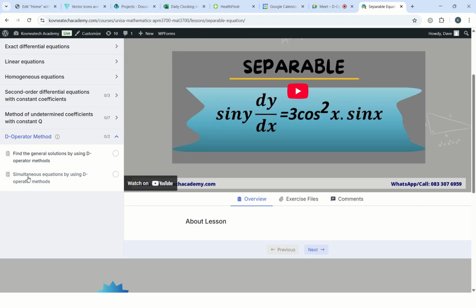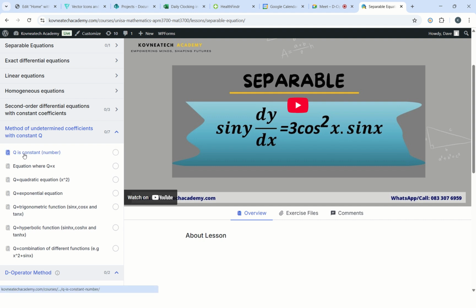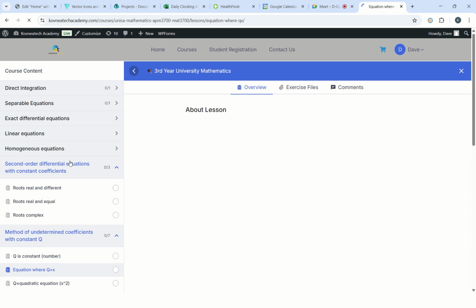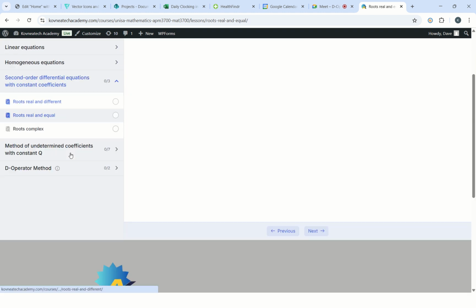Under the operator method, there's a general solution by using the operator method, simultaneous equation. You can go through everything. Method of undetermined, you see there. I did right there where Q is a constant, Q is X. This is the one that you're looking for. Q is X. You're gonna see all the sessions there. When you go through this, you're gonna see a lot of sessions there. Real roots, there's everything, guys, that you need there.